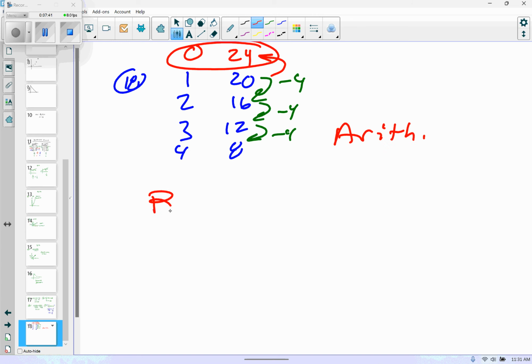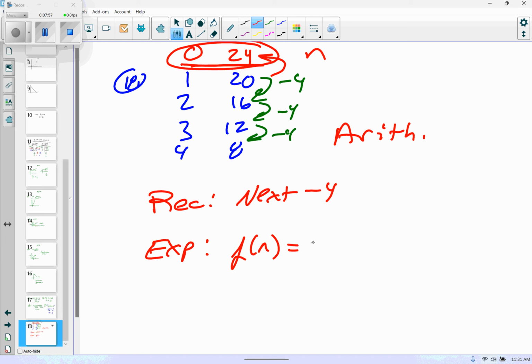So my recursive is going to be next minus 4. My explicit is going to be, because I found the 0 term, we can just get away with using n. So I'm going to say f at n is equal to negative 4 times n, and go with that first term plus 24.